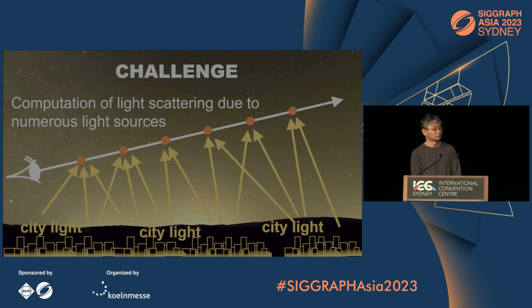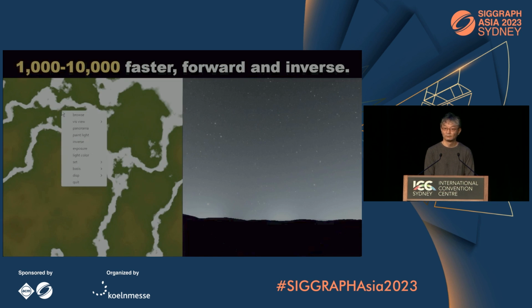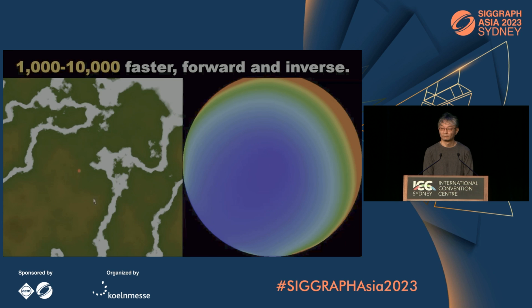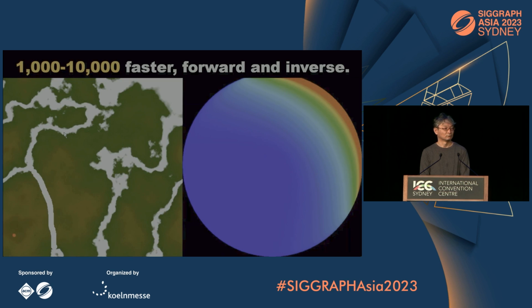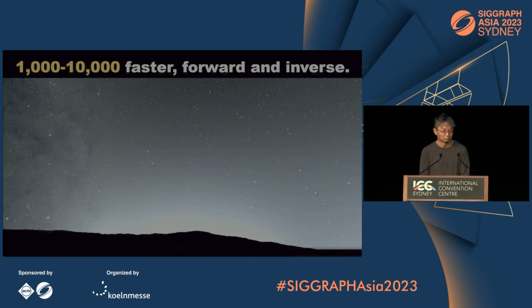For every point on every viewing ray, we have to accumulate the intensity of scattered light by many light sources. We propose a super-fast method, thousands of times faster in rendering speed, and we developed a forward and inverse investigation tool for light pollution. Come to our talk.